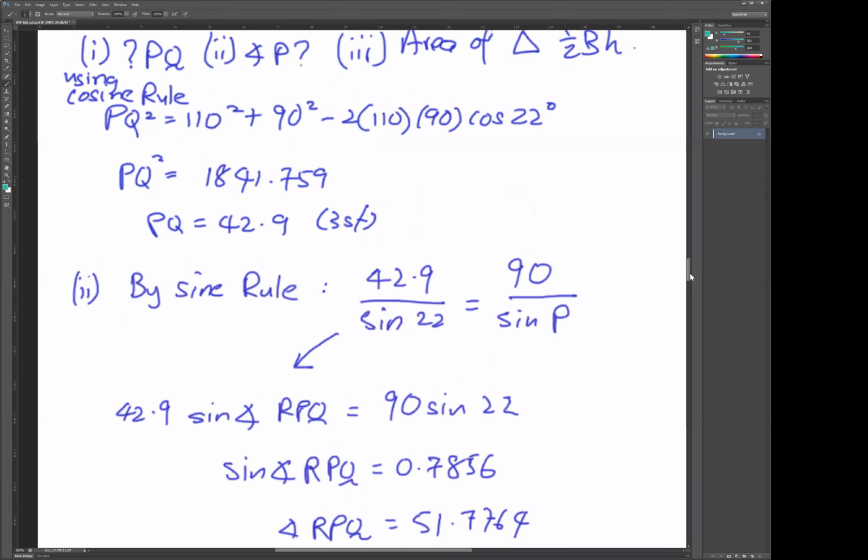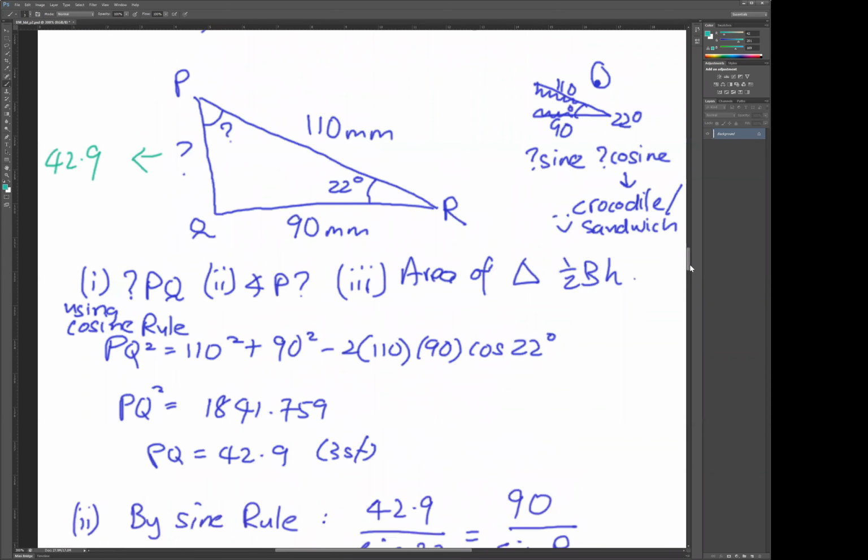The key thing is you must know when to use the cosine rule and the sine rule. Any questions so far? I'll give you all homework for today. Let me send you the homework.